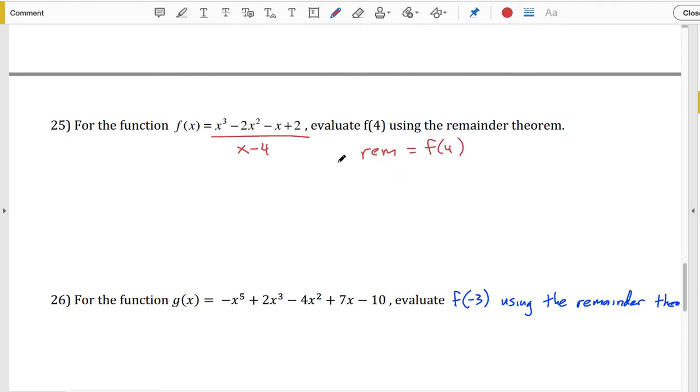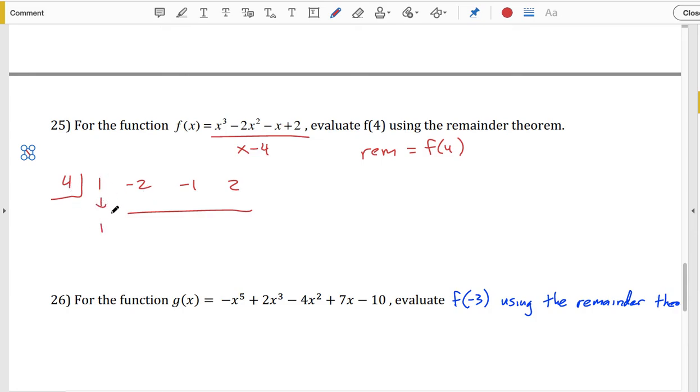Okay? So if I'm dividing by x minus 4, I know the number in the box, since I'm using synthetic division, is 4. So 4 goes in the box. Notice that's the same number as what we're evaluating. And now I just divide. So I've got x cubed, that's 1, negative 2, negative 1, and 2. This one did not need any missing terms because we had a term for every x.